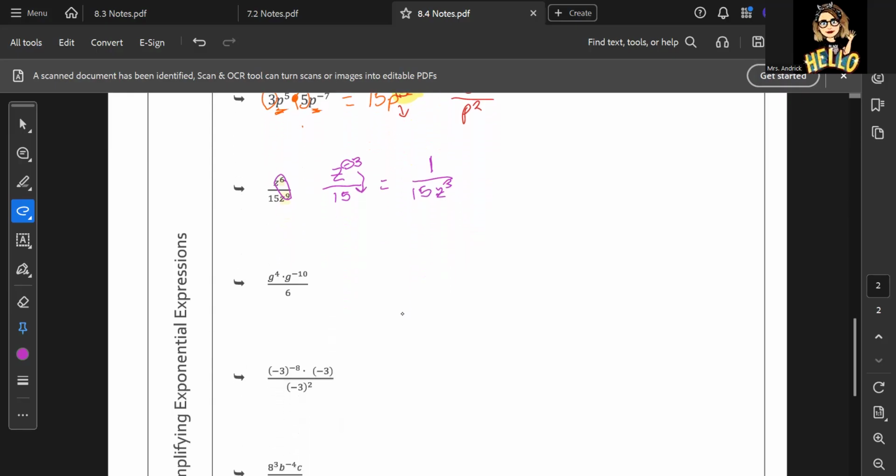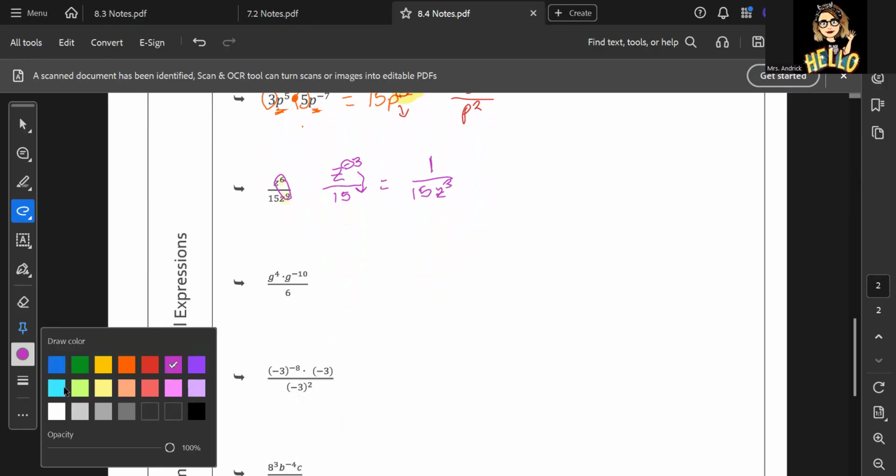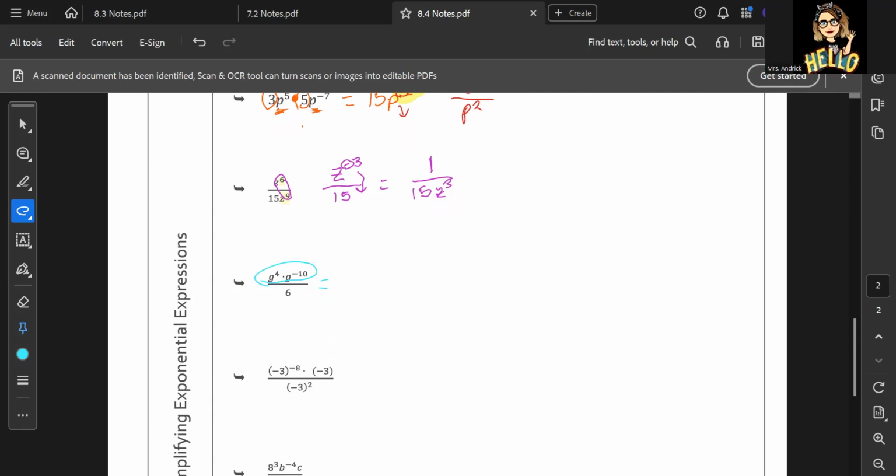Okay, for this one, we multiply straight across, which means we add 4 plus negative 10, which is g to the negative 6. The 6 has nothing to do with anything, it's its own base. I again can't have a negative, so that comes down. I'm left with 1 over 6g^6.